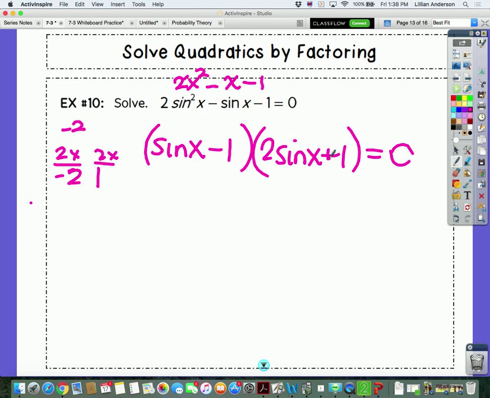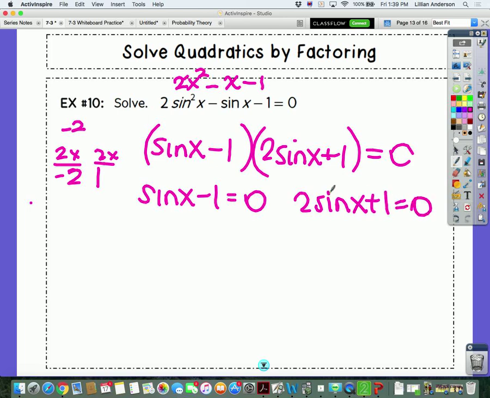Questions on that? That's old. That's factoring. Okay, so add a trig function with it. So then from there, again, you have two factors. So what do we do? Zero product property. Set them both equal to 0. Sin x equals what? 1.